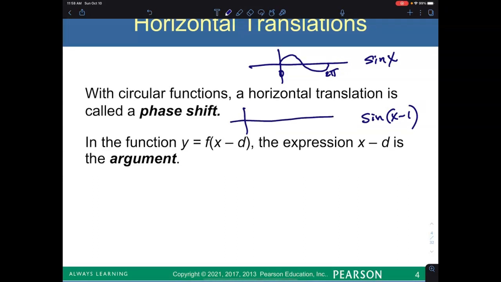And so that particular 0 to 2 pi phase of the sine function would then go from 1 to 2 pi plus 1, and then you would get the exact same shape of the graph. It would get shifted to the right 1 if you subtract 1 from the variable that you plugged into the sine function. So in the function y equals f of x minus d, they're referring to the part that got plugged into the function. The x minus d is called the argument.